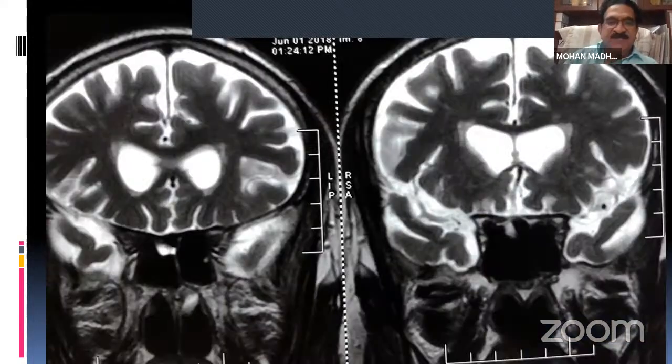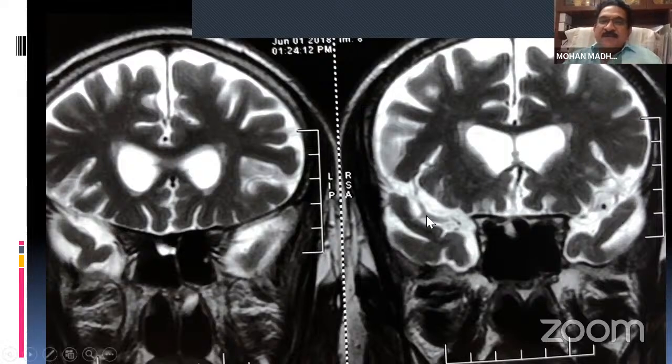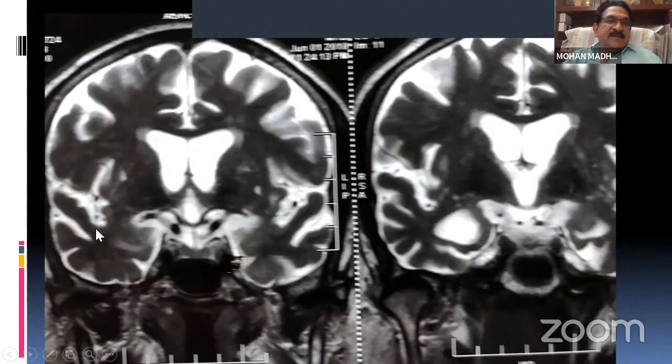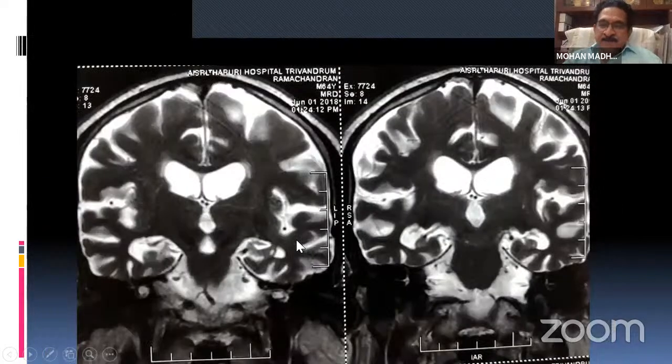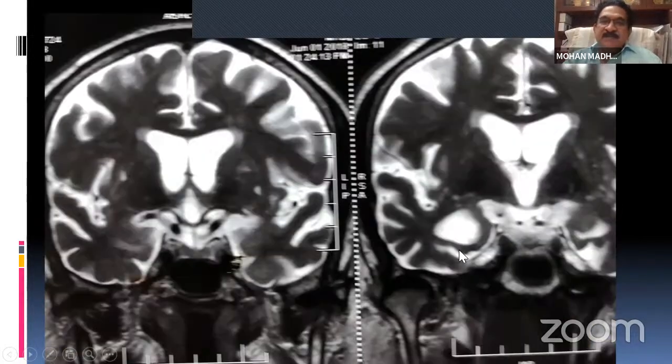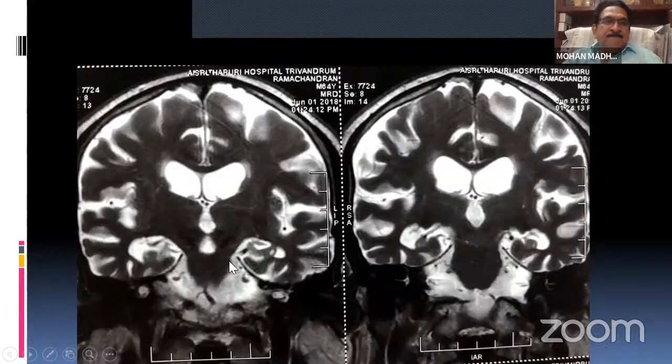This is the MRI of the patient. See the severe degree of temporal lobe atrophy he has. The best cut you have to take is a coronal cut. There you can find the leaf-like temporal lobe on both sides. The temporal horn is so much dilated. The sunken foliar of the temporal lobe.